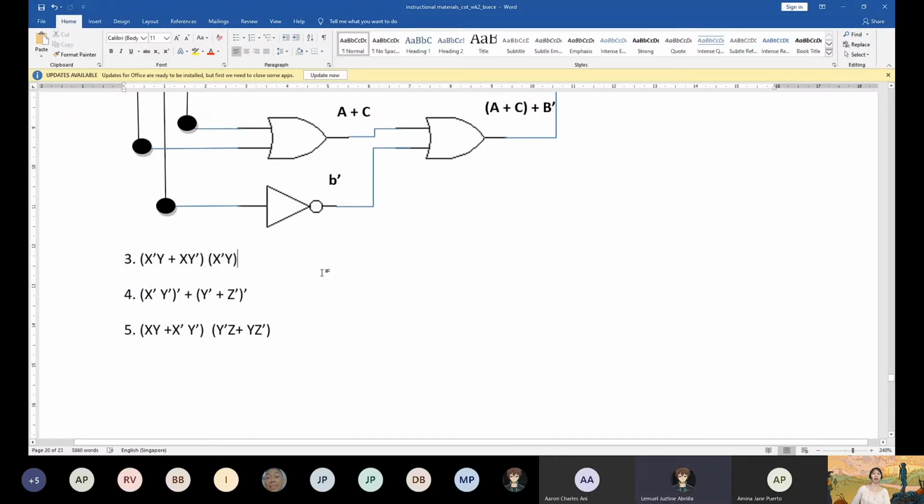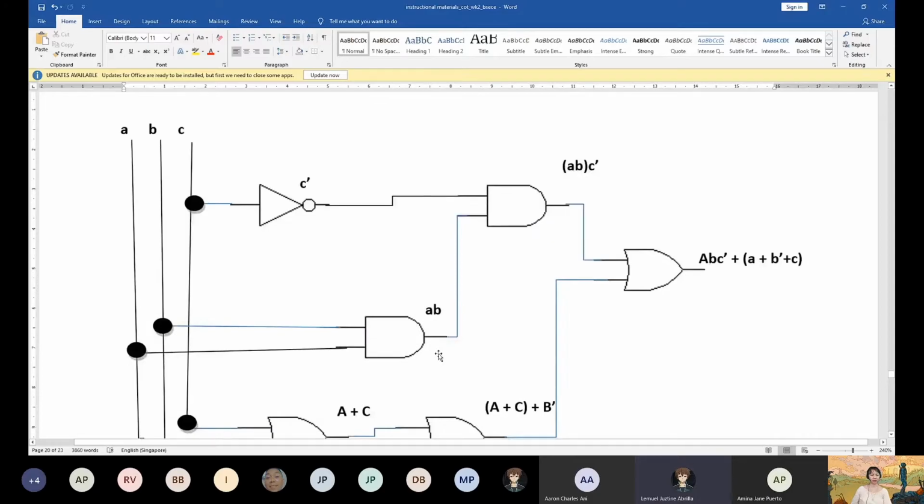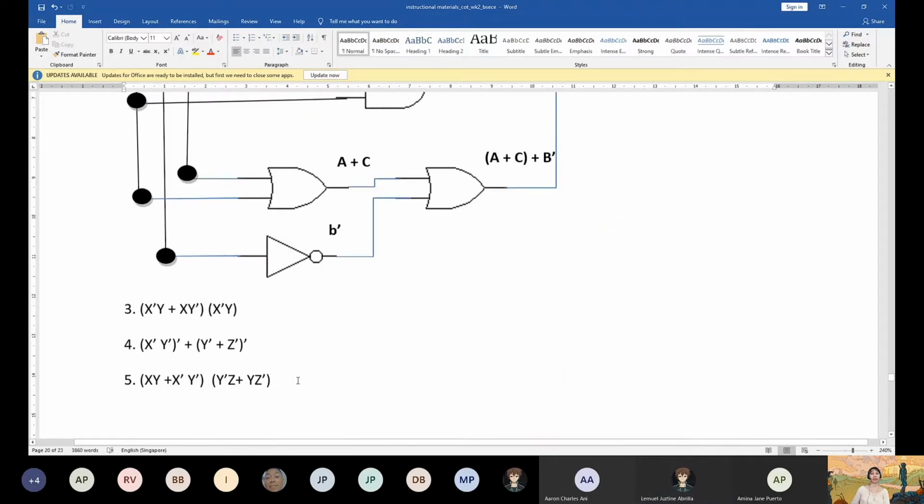Ma'am, pwede sa papel ma'am mag-drawing? Yes. Parang hirap po sa word. Yes. Okay, ma'am. Yes, please do number 3 and then submit it by 3:30. Okay? 3:30. I'll be waiting for your number 3 answers. Seat work.